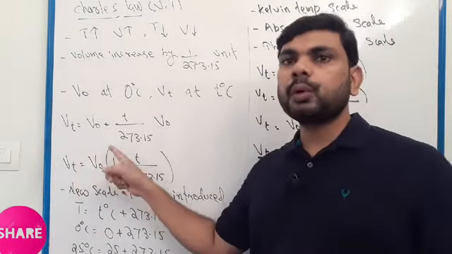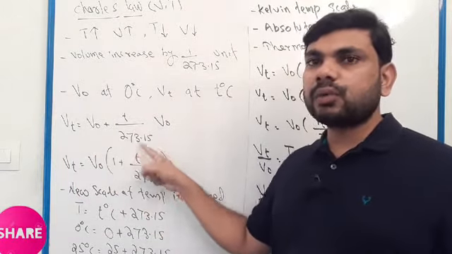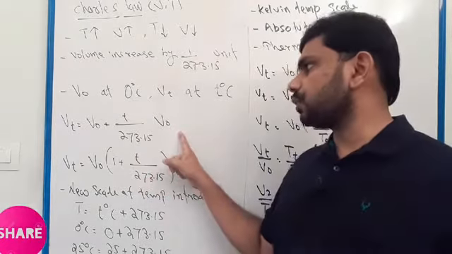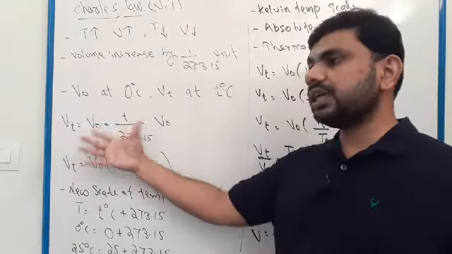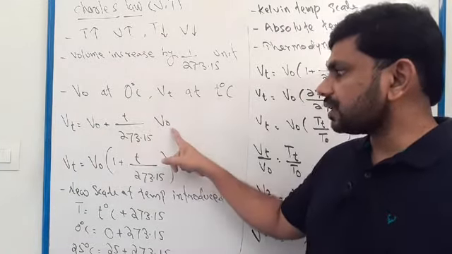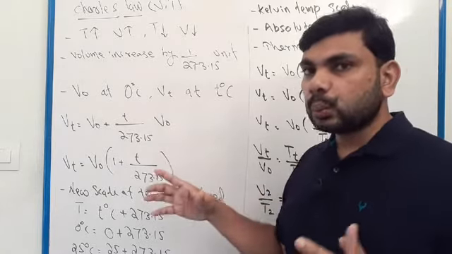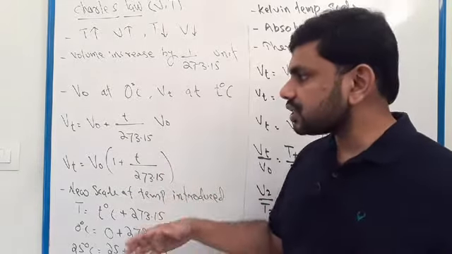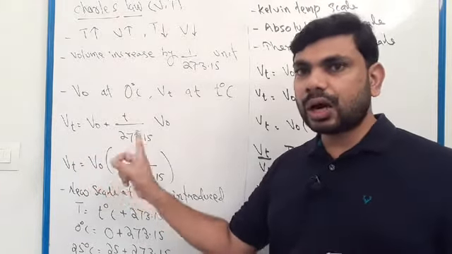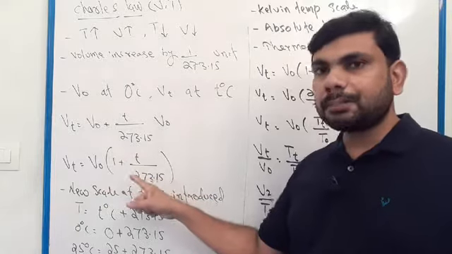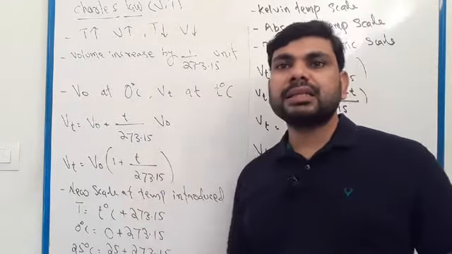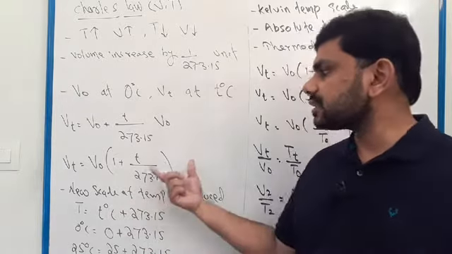Vt equal to V0 plus T divided by 273.15 into V0. Okay, this is Vt. He derived this equation. Look here, V0 is one term, and here also V0 is there. So we can write this equation in a different way. We can take V0 outside. Then 1 plus T divided by 273.15.